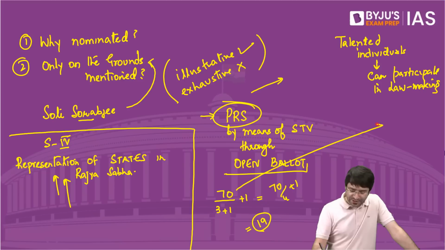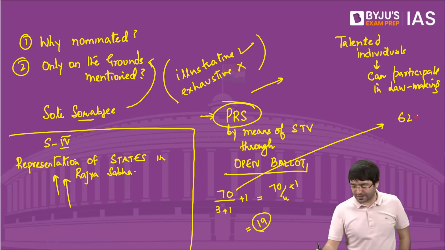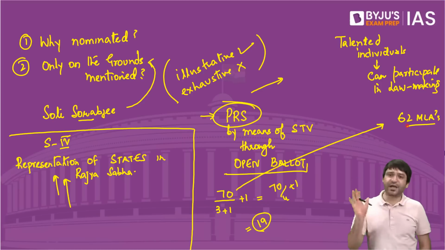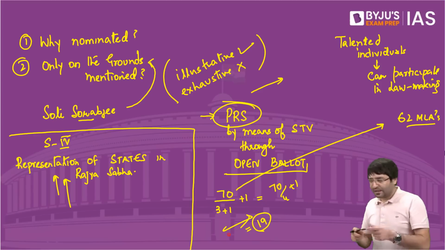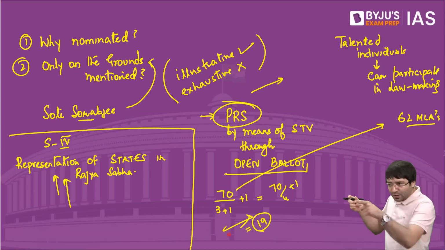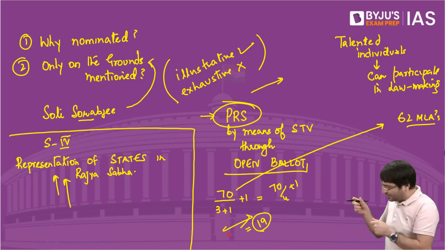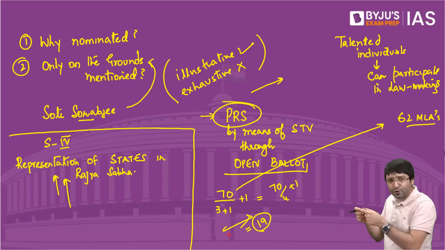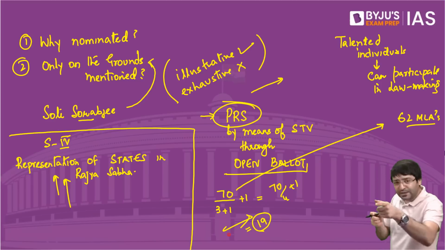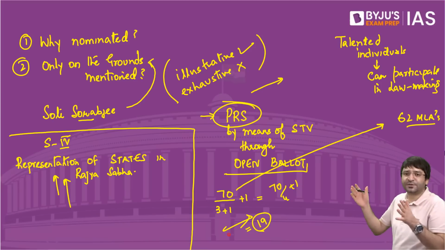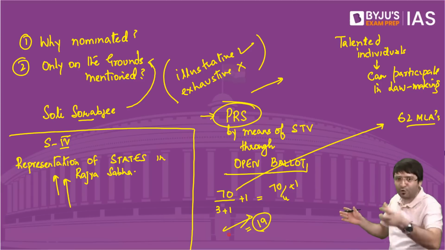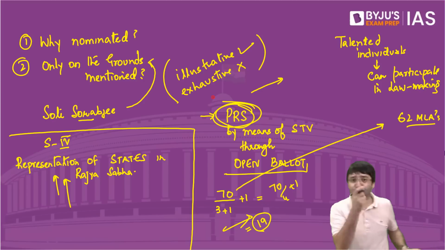Now in Delhi Legislative Assembly, Aam Aadmi Party has 62 MLAs. So all the 3 MPs from Delhi in Rajya Sabha will be from Aam Aadmi Party, because Aam Aadmi Party will tell its MLAs that this is our candidate A, 19 MLAs should vote for him. This is our candidate B, 19 MLAs should vote for him. This is our candidate C, 19 MLAs should vote for this individual. That means they will have all the 3 MPs in the Rajya Sabha from their own political party, because we follow proportional representation system.